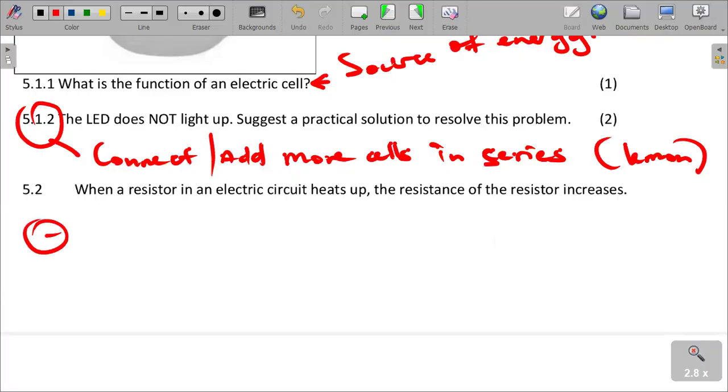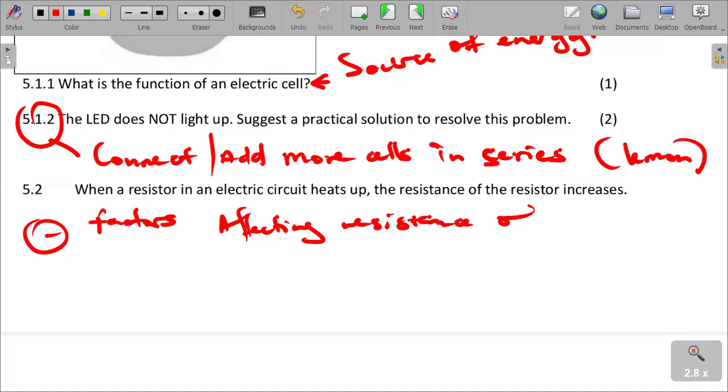So we are talking about factors that can affect the resistance of a resistor. Factors that can affect the resistance of a resistor. So what we are saying is the factors affecting resistance of a resistor is what is being asked here.